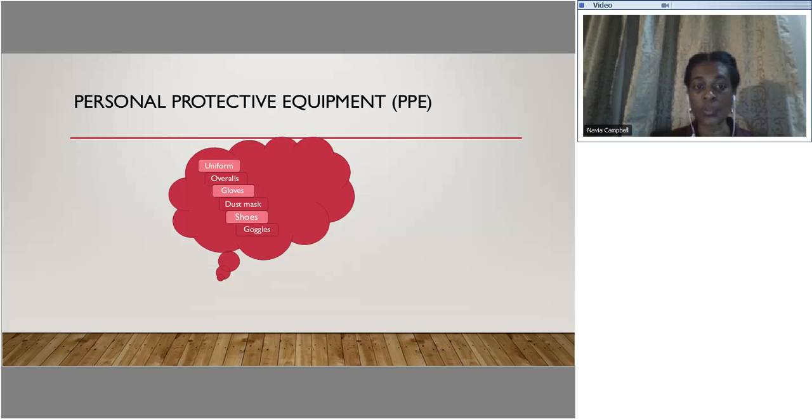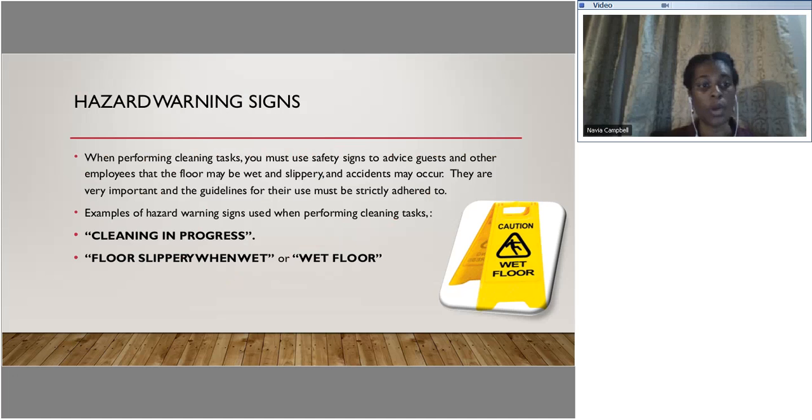When performing cleaning tasks, you must use safety signs to advise guests and other employees that the floor may be wet and slippery, and therefore accidents may occur. They are very important and the guidelines for their use must be strictly adhered to. Examples of hazard warning signs used in performing cleaning tasks may include your cleaning in progress sign or your slippery when wet or wet floor sign.